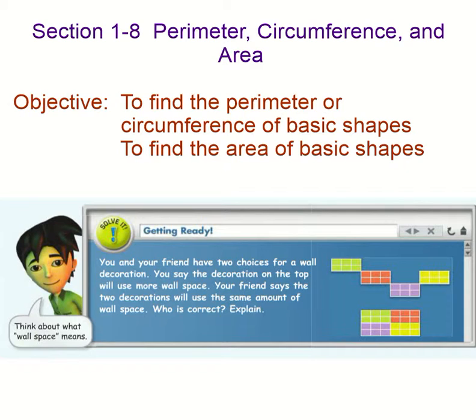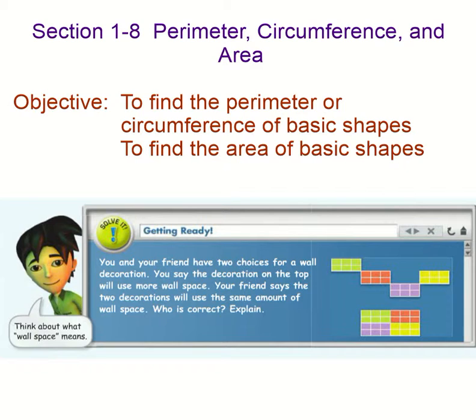So if we look at this example below, you've got two friends. You're making wall decorations, and so you make the top decoration, they make the bottom decoration. Your friend says that your decorations are going to use the same amount of wall space, and you say that yours is going to use more wall space. Who do you think is right? So pause the video now and come to a conclusion about who you think is right.